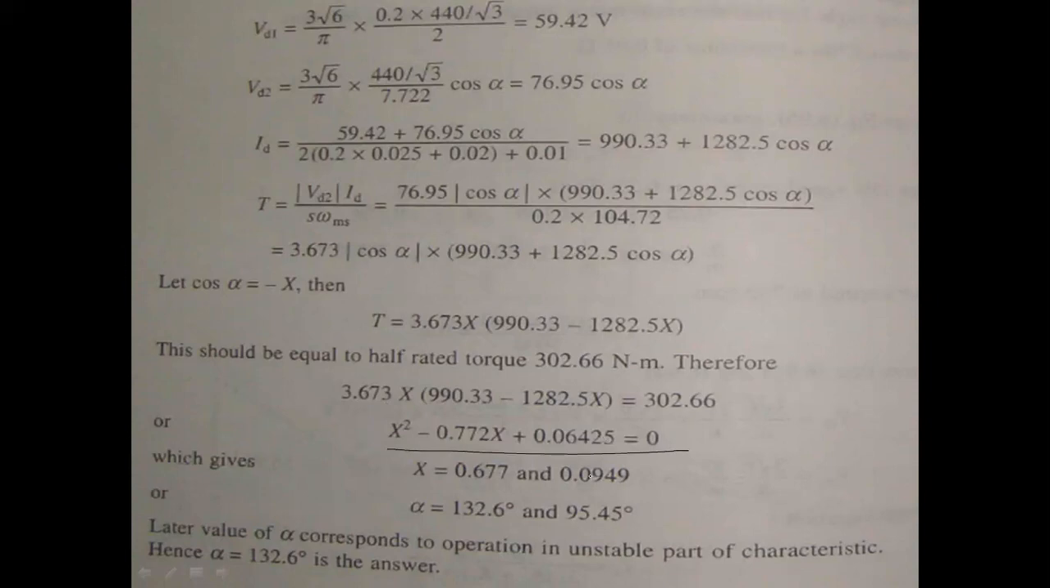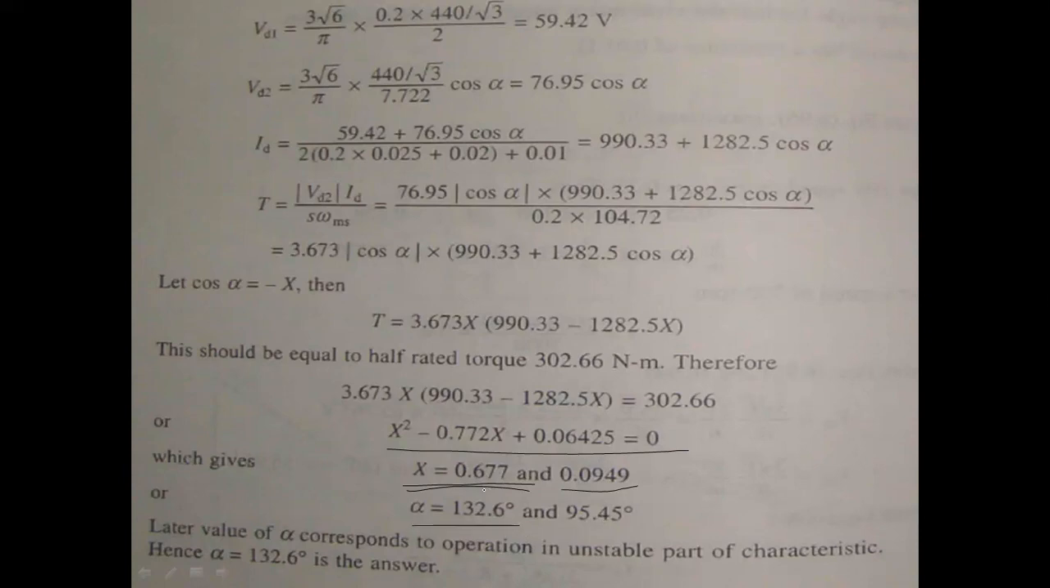From this, x is equal to, you are having two values, this one and this one. Let us see here, x is equal to this one. What we have considered is cos alpha is equal to minus x. So alpha is cos inverse of minus x, right? If you do that, you will get alpha as two values.